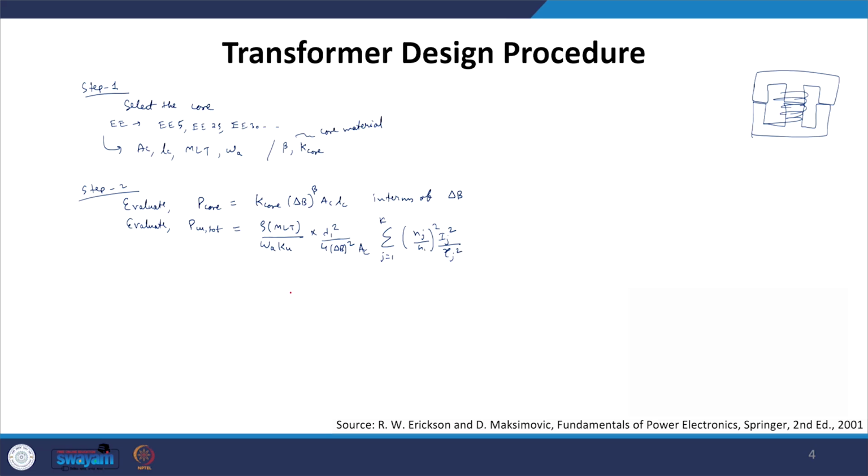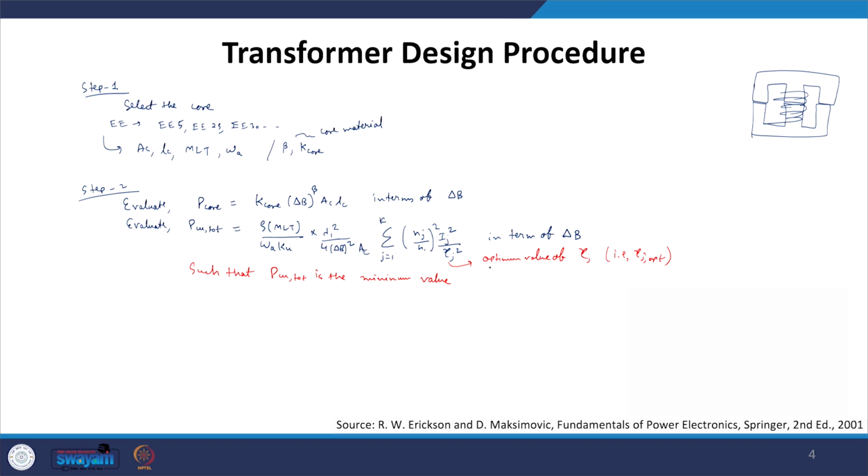Now here when we are defining the PCU total, we will ensure that this gamma j value is the optimum value of gamma j, that means gamma j optimal such that the PCU total is the minimum value that we have to define. And this again, this particular thing is in terms of delta B. Still we do not know what our delta B term will be.